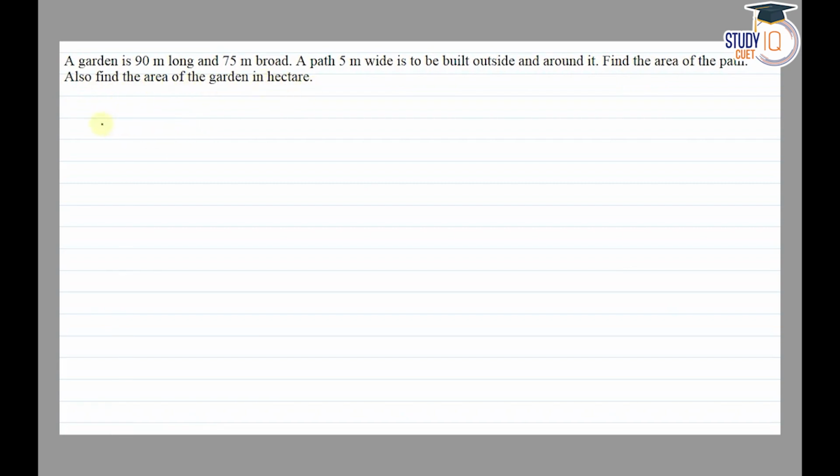So we have a rectangular garden whose length is given as 90 meters and breadth is given as 75 meters. A path 5 meters wide is to be built outside and around it.